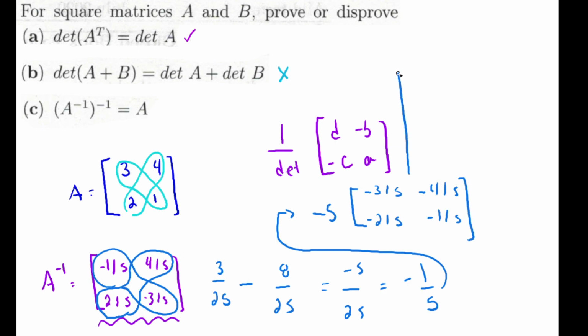Let's just write our answer up here. So we have negative 5 times negative 3 out of 5, which is equal to 3. So that's good. Then we do negative 5 times negative 4 out of 5, which is 4. Then we have negative 5 times negative 2 out of 5, which is equal to 2. And lastly, we have negative 5 times negative 1 out of 5, which is 1. So yeah, when we take the inverse of an inverse, we get the original matrix back.